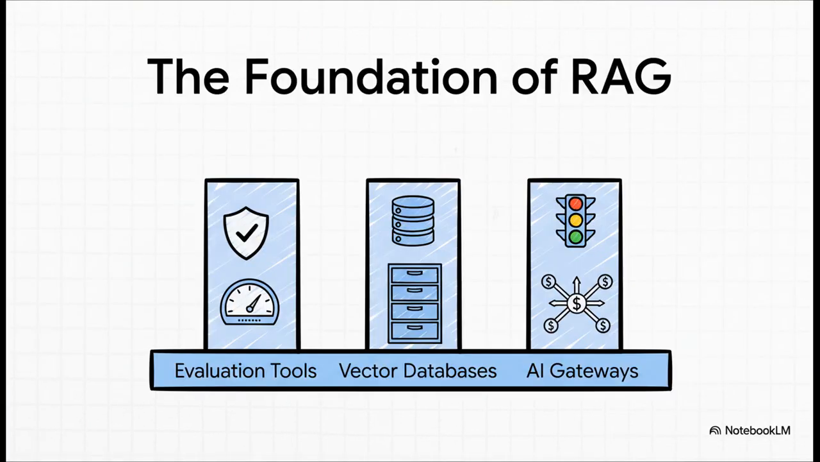And this is all held up by a whole ecosystem of tools. You've got advanced evaluation platforms that act like quality control. You have high-performance vector databases, which are basically these hyper-efficient libraries for an AI's memory. And you have smart AI gateways that are like traffic cops, sending the easy questions to cheap, fast models, and the really tough questions to the heavy hitters. It's all about managing performance and cost.